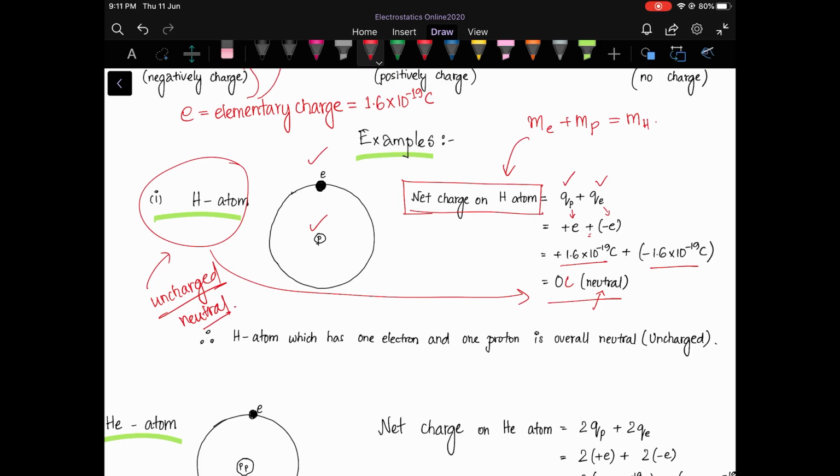And I can also say the reason is that they have an equal number of electrons and protons. The positively charged protons cancel out all the charge of the negatively charged electrons.